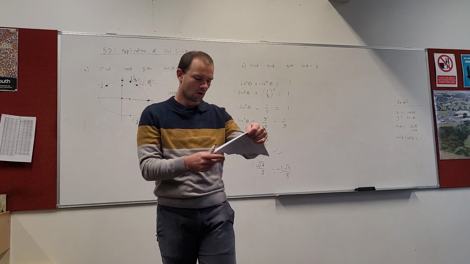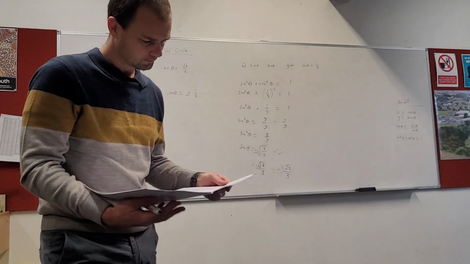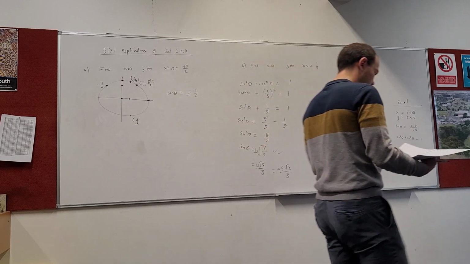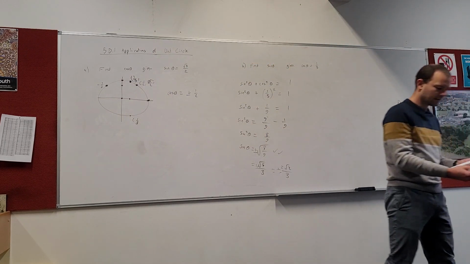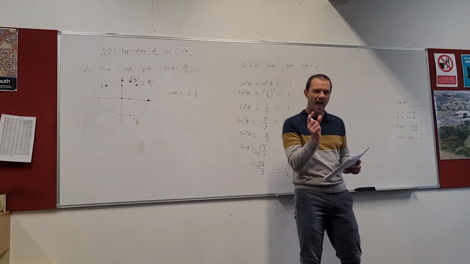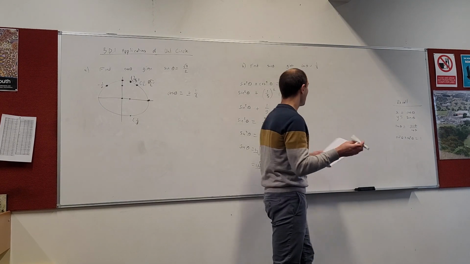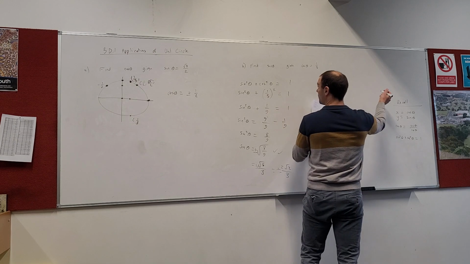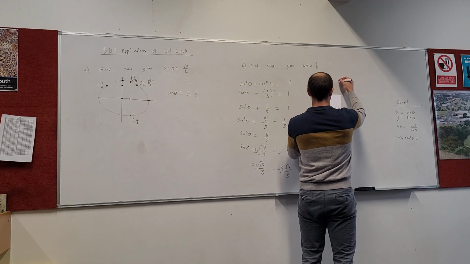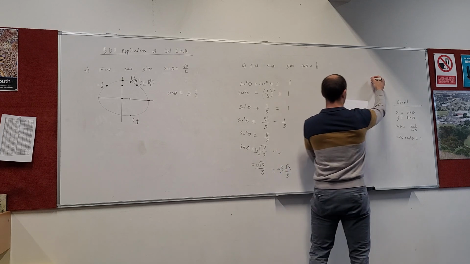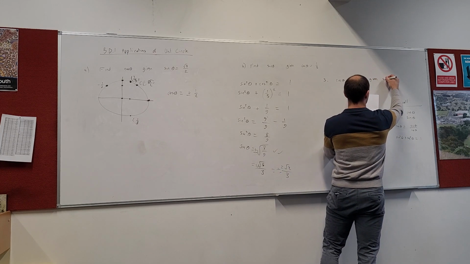Okay, next one. We've got, find the exact value of cos theta, given sine theta is 2 on 5, and pi on 2 is less than theta, which is less than pi, okay? So let's apply the same process. We've got find cos theta, this is number 3, given sine theta is 2 on 5.